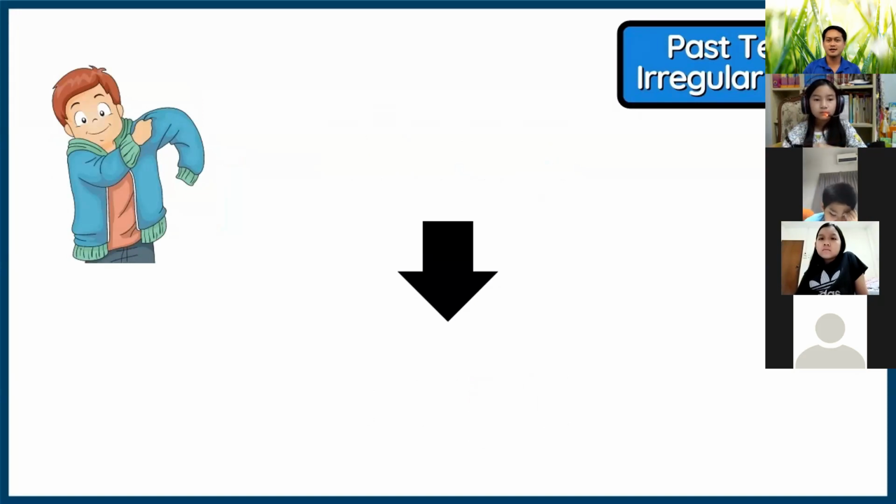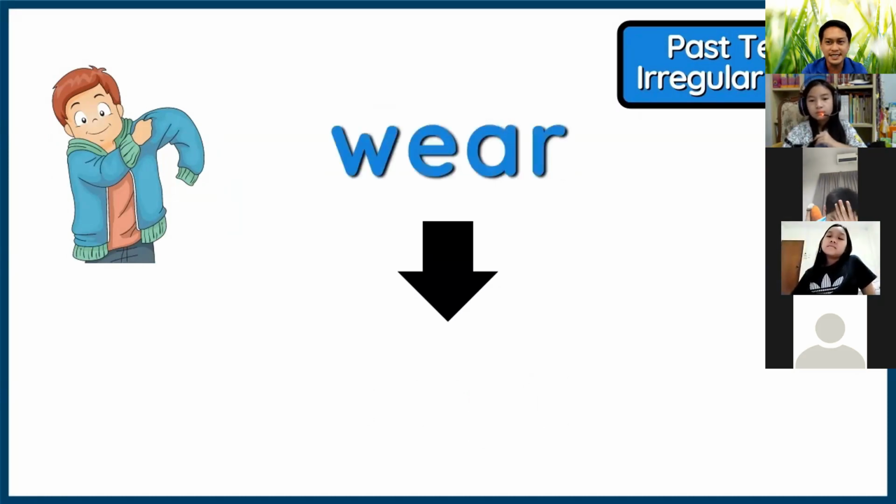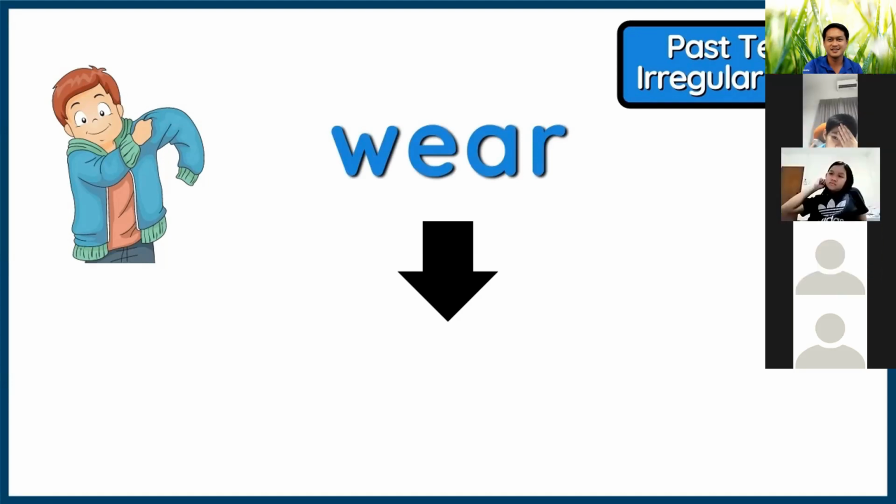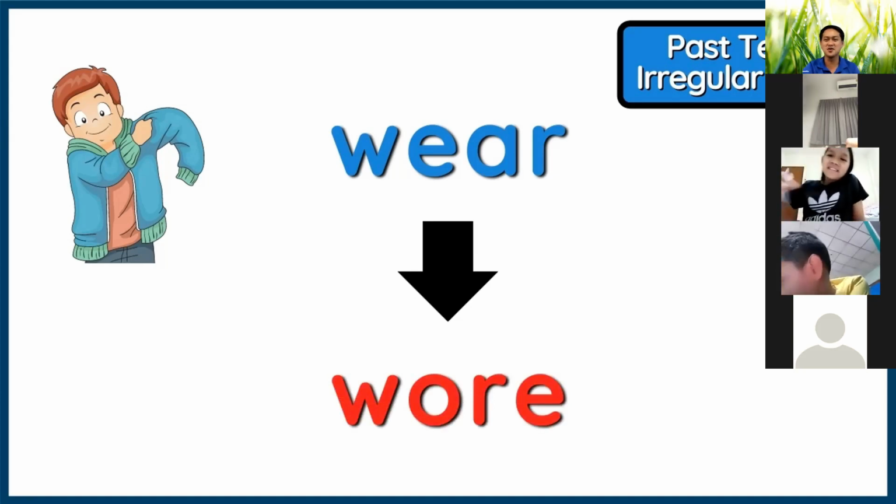Wear. Very good. Spell the word wear. W-E-A-R. Okay, very good. And what is the past tense for the verb wear? Any guess? Wore. Okay, W-O-R-E. Wore. Ready for the next one? Yeah. Okay. How about this one?